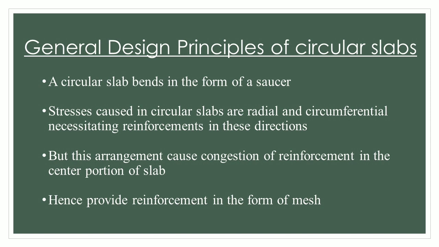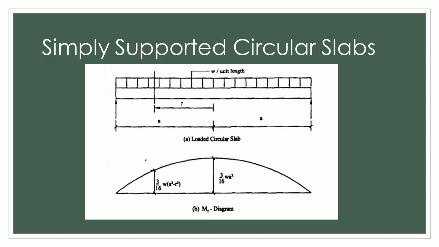Theoretically, reinforcement should be provided both in radial and circumferential direction, but this arrangement would cause congestion at the center of the slab. Hence, an alternative method of providing reinforcement is in the form of a mesh, the area being equal to that required for the bigger of the radial and circumferential moments.